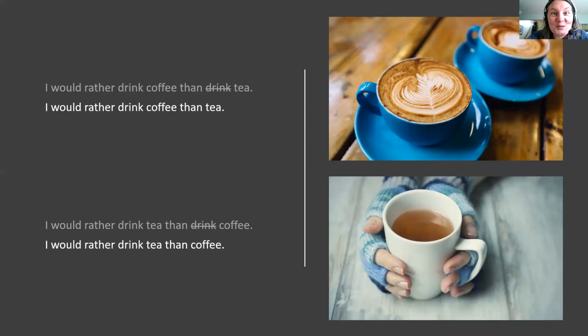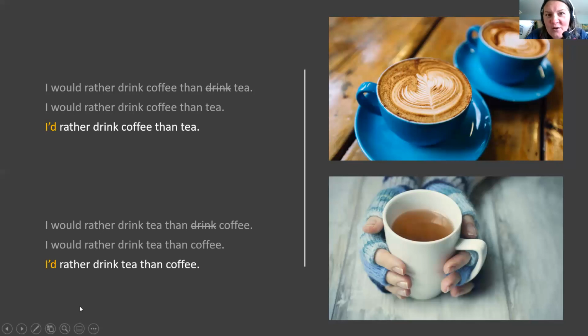But wait, there's more. There's another shortcut that English speakers take. Have you caught it? I've said it a couple times, I think, already during this presentation. That's right. Rather than saying I would, we definitely love our contractions. And so we say I'd. I'd, I apostrophe D, is short for I would. And let's face it, it saves a whole lot of writing if we're writing this out. I'd rather drink coffee than tea, or I'd rather drink tea than coffee. So there you go. Pretty good, right?